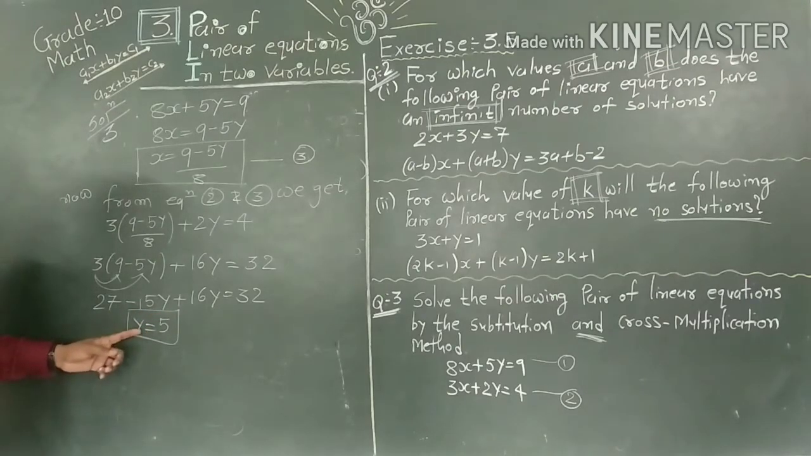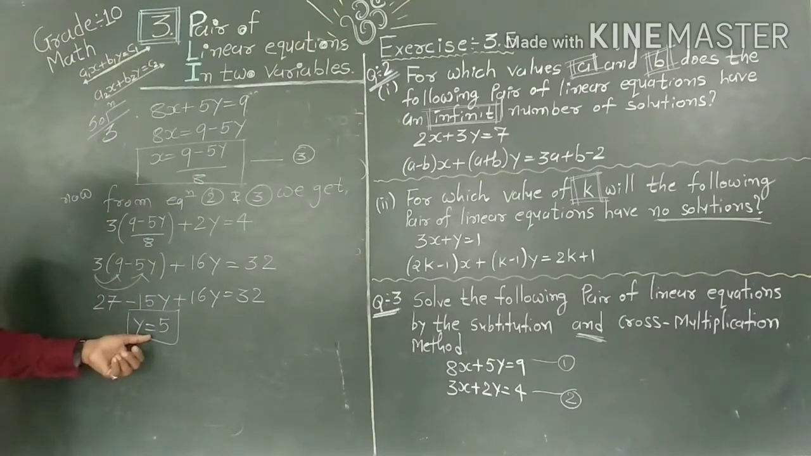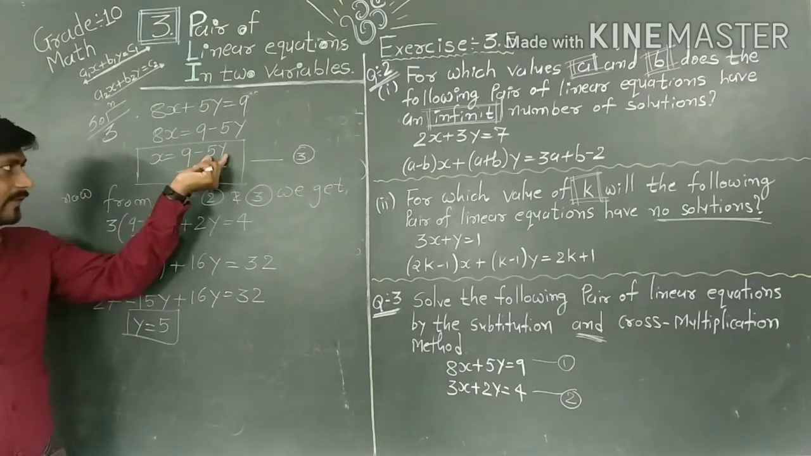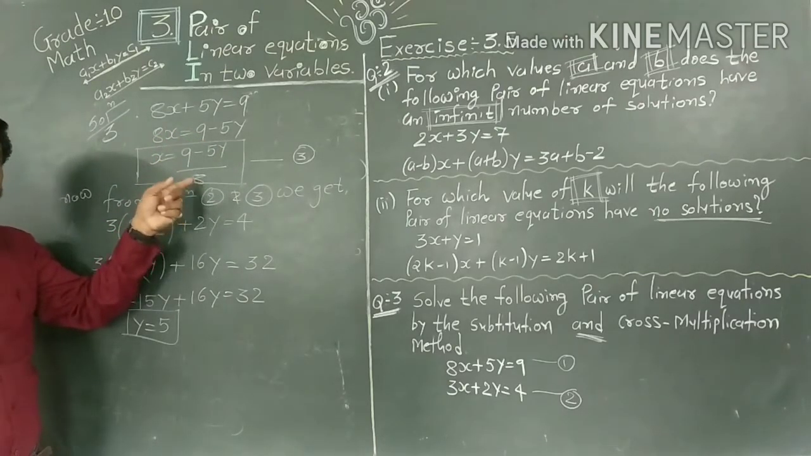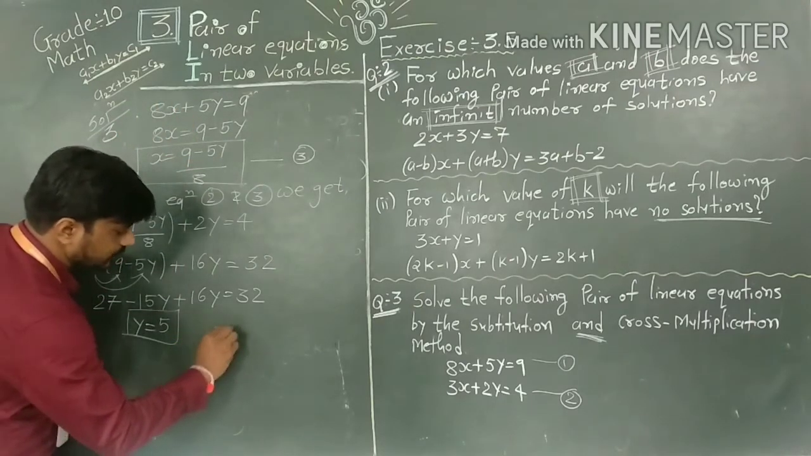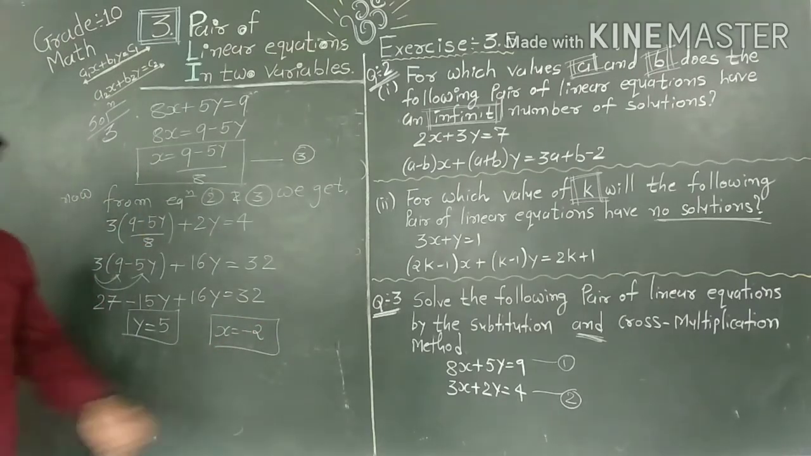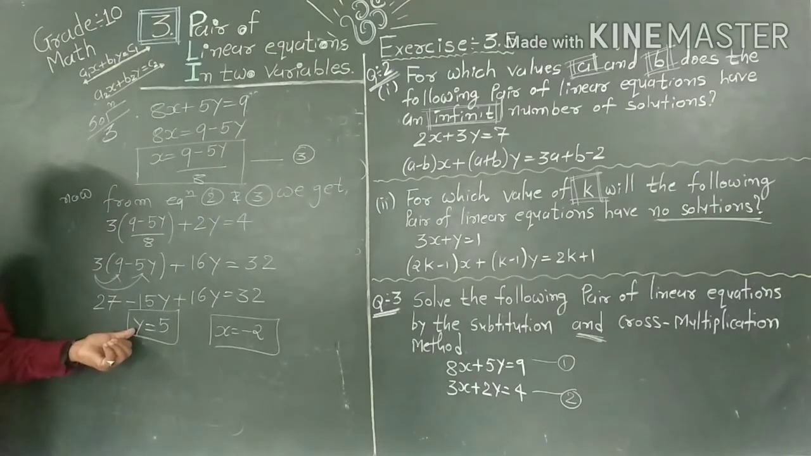Now put this value in equation number 3. What happens? Look, calculate in your mind. If y is equal to 5, 5 times 5 is 25, 9 minus 25, that means minus 16, minus 16 upon 8, that means 8 twos are 16, so x is equal to minus 2. This is the solution of this pair: x is equal to minus 2 and y is equal to 5.